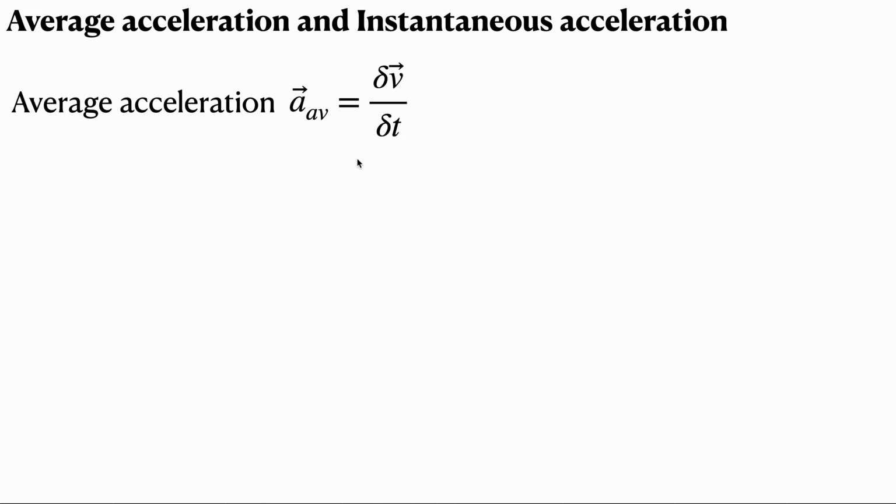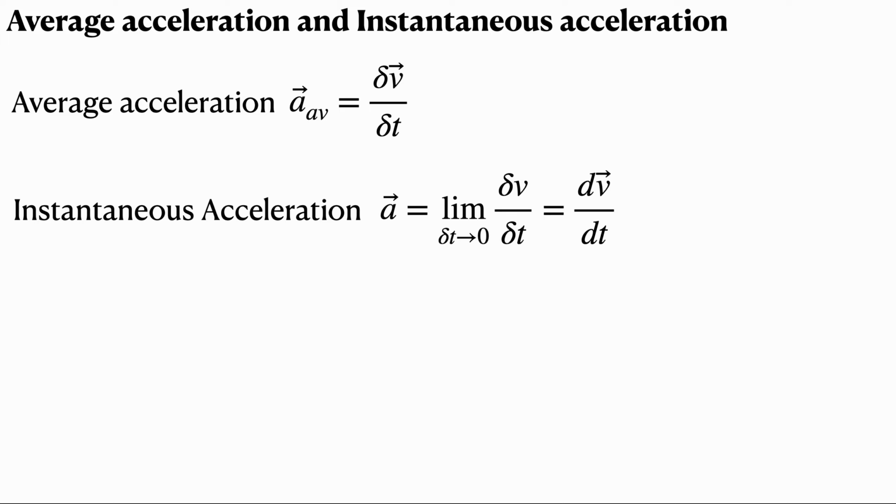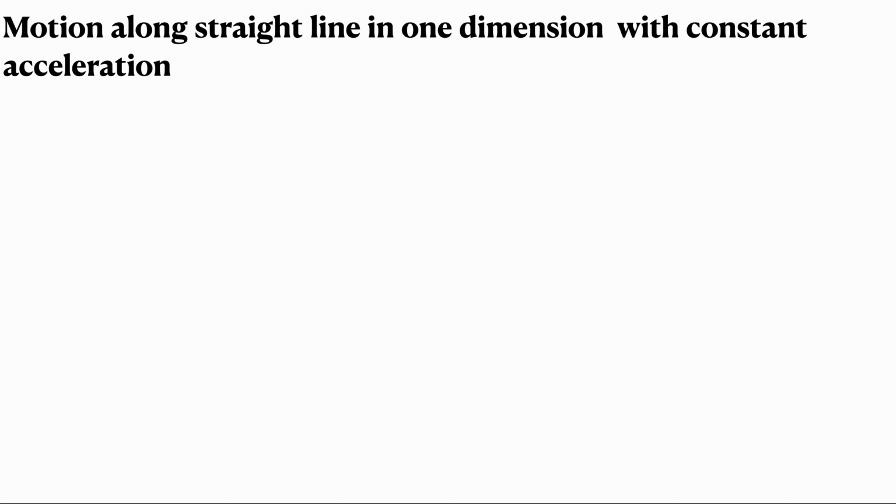Now let's discuss average acceleration and instantaneous acceleration. Average acceleration is a vector quantity, and it can be obtained by dividing the velocity change by the time duration. The instantaneous acceleration is obtained by taking the limit delta t tends to 0 of delta v upon delta t. This is written as dv upon dt.